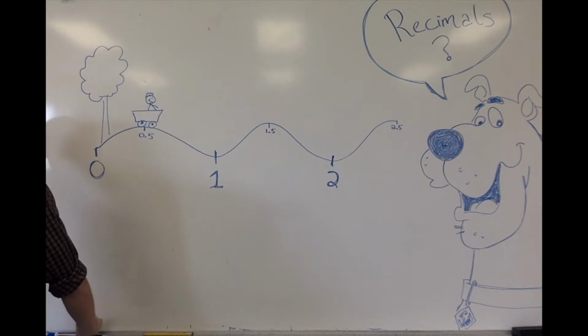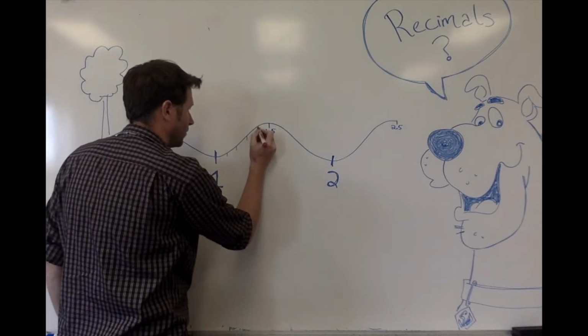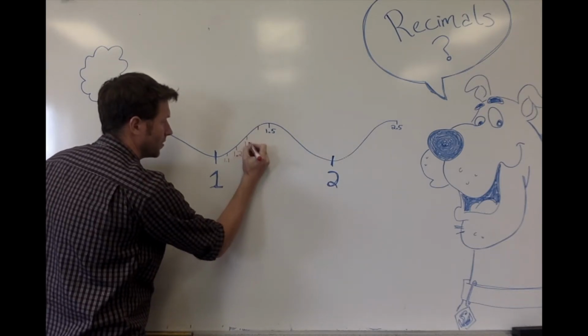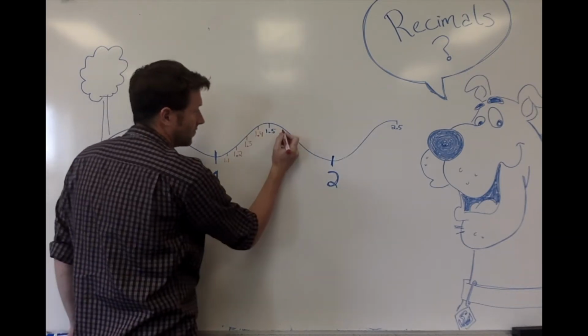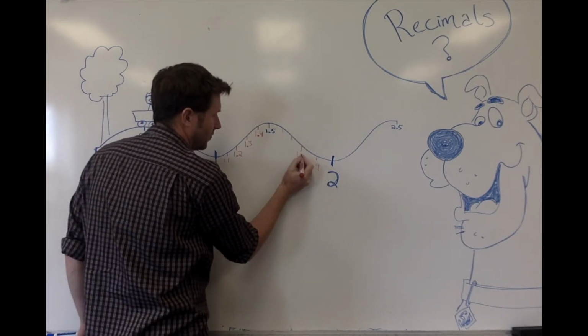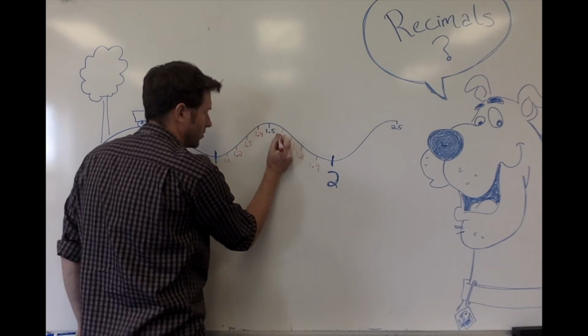So, we have a decimal inside here. Let's see, we get 1, 2, 3, 4. This is 1 decimal 1. This one's 1 decimal 2. Here's 1 decimal 3. Here's 1 decimal 4. 1 decimal 5. 1 decimal 6. 1 decimal 7. 1 decimal 8. 1 decimal 9. Not totally perfect, but you can kind of get the idea of where these numbers are going.